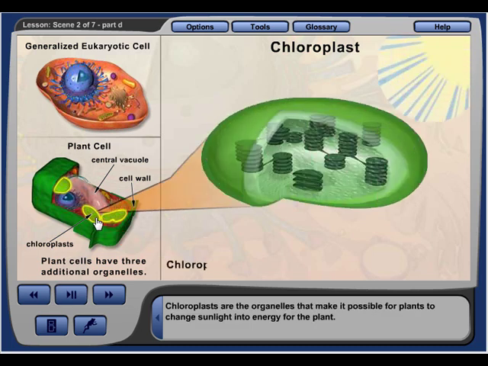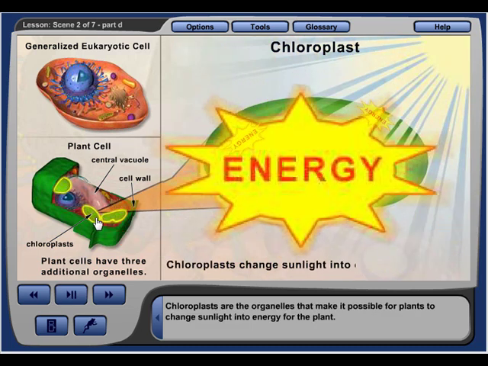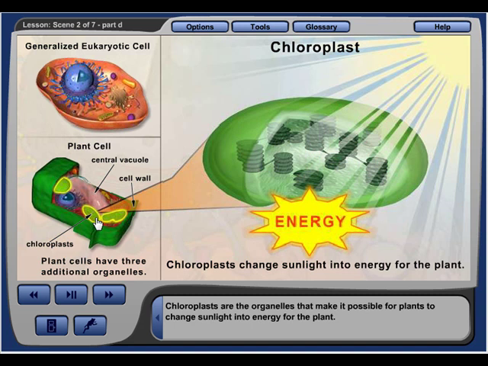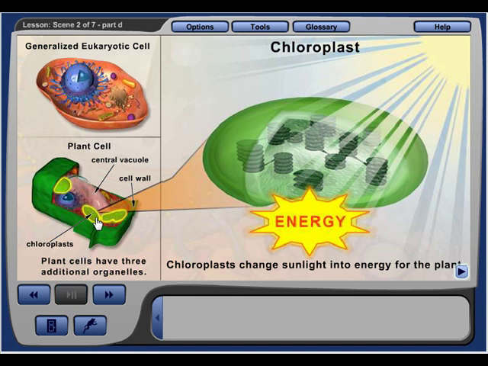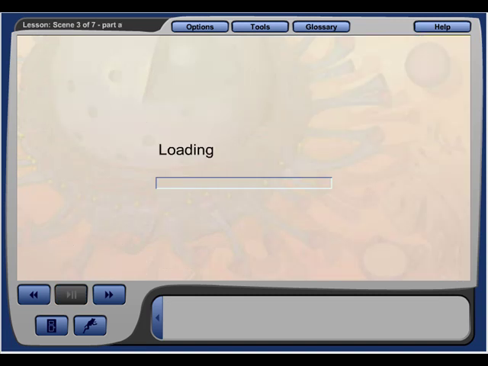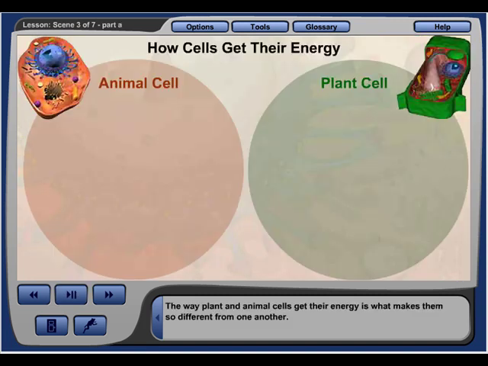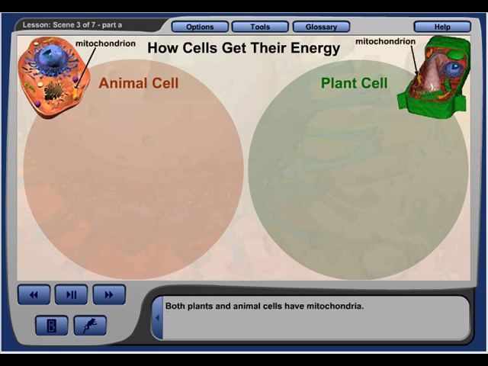Chloroplasts are the organelles that make it possible for plants to change sunlight into energy for the plant. You will learn in the next scene how important chloroplasts are for plant cells. The way plant and animal cells get their energy is what makes them so different from one another. Both plants and animal cells have mitochondria. In addition, plants have chloroplasts.